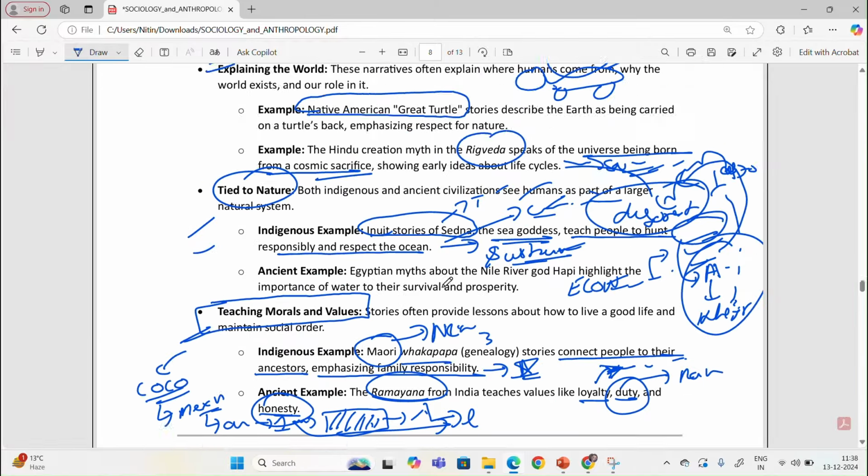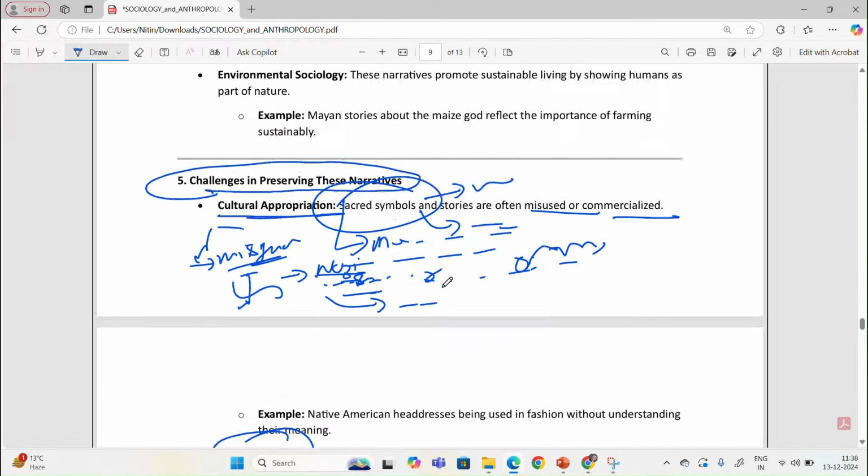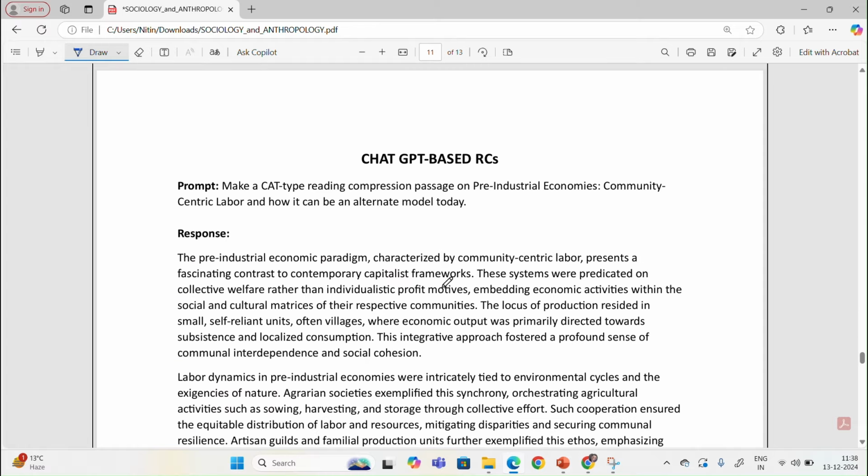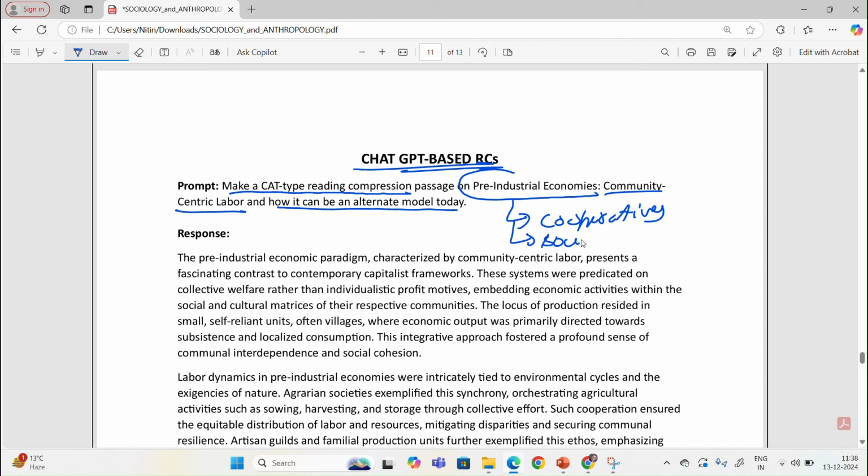This can also be asked. So that's about it for the sociology and anthropology part. Now I have created certain ChatGPT based reading comprehensions. As you can see, make a CAT type reading comprehension passage on pre-industrial economies, community centric labor, and how it can be an alternate model today. So it will stress upon cooperatives, social ownership, or trusteeship model. So this is what it will basically talk about.